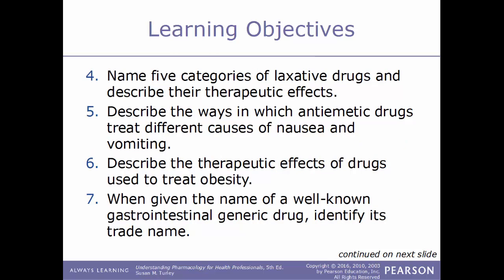Name 5 categories of laxative drugs and describe their therapeutic effects. Describe the ways in which antiemetic drugs treat different causes of nausea and vomiting. Describe the therapeutic effects of drugs that are used to treat obesity. When given the name of a well-known gastrointestinal generic drug, identify its trade name.